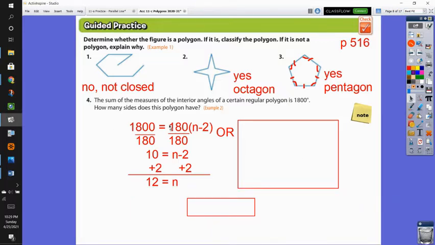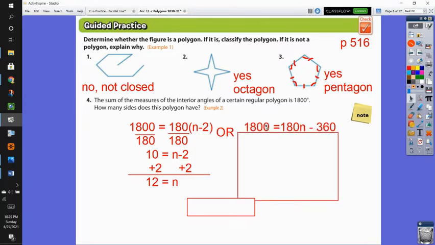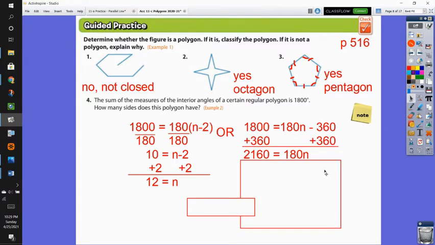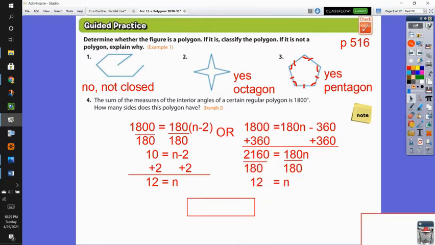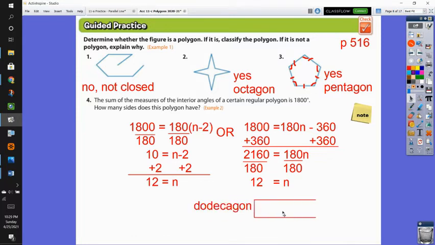Or you could solve this original equation using the distributive property, like we did when we were working in the math in the last unit. 1,800 equals 180 times the parentheses, so 180n minus 360, 2 times 180. You add 360 to both sides, get 2,160, and divide that by 180, which also equals 12. So either way, you could solve that. The answer is that it is a 12-sided polygon, which is called a dodecagon.